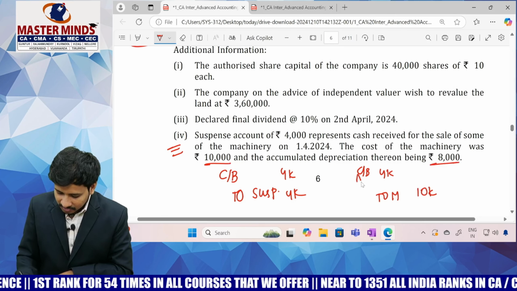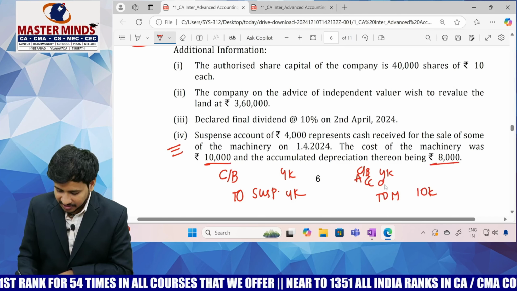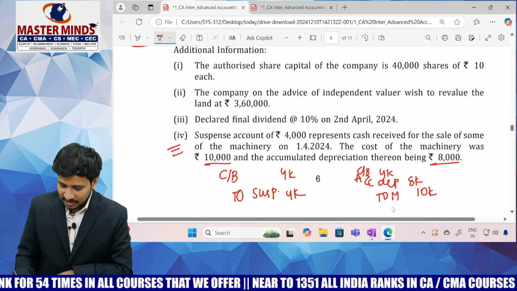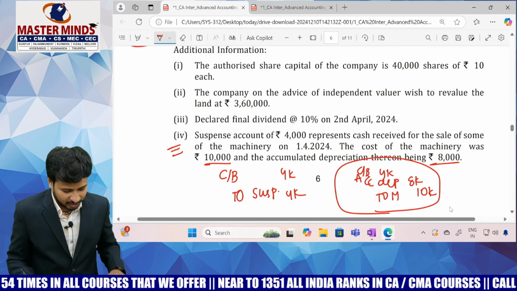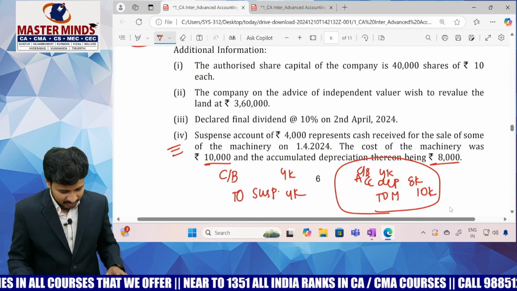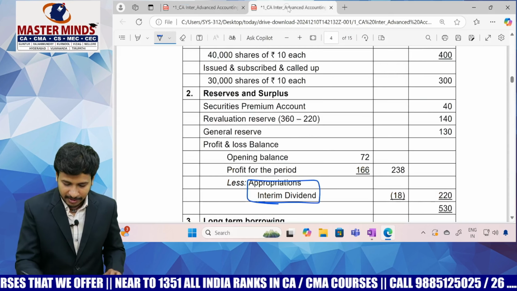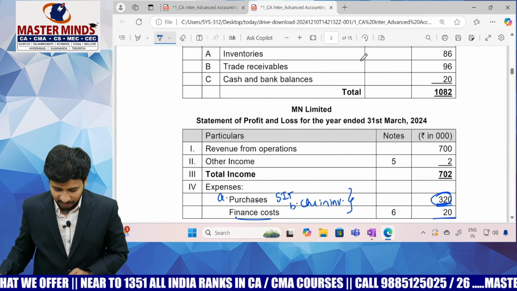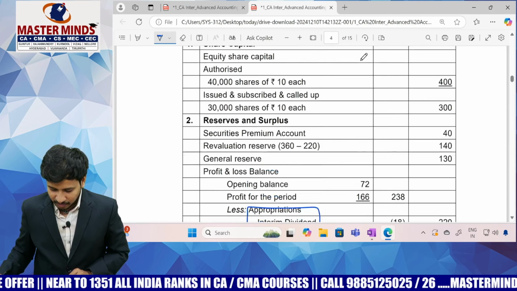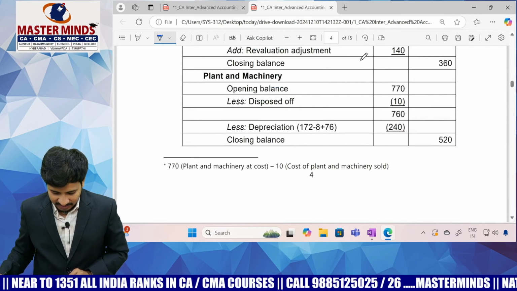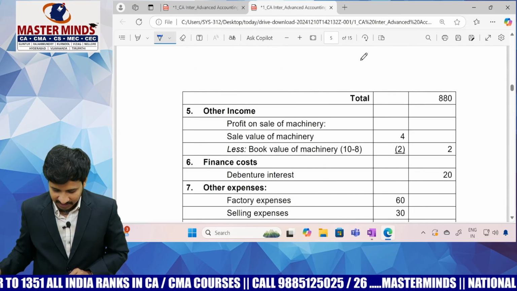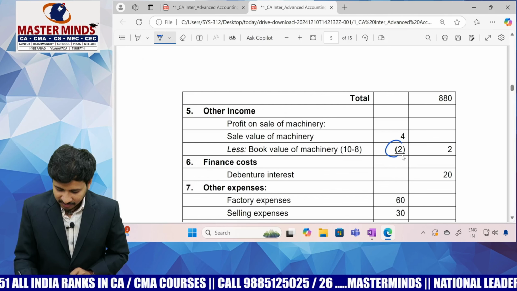Accumulated depreciation, you have got 8,000. And the balance will be considered as profit or loss, which is nothing but 10 minus 8, 2, sold for 2. So on the whole, you are going to get a profit on sale of asset to the extent of rupees 2. Where is that? Other income. See here. Profit on sale of asset, that's rupees 2.